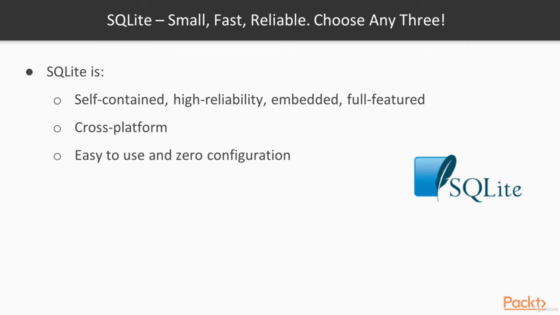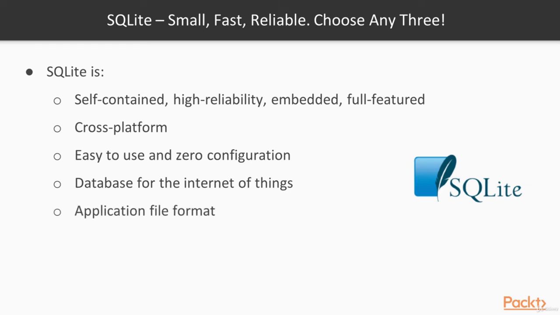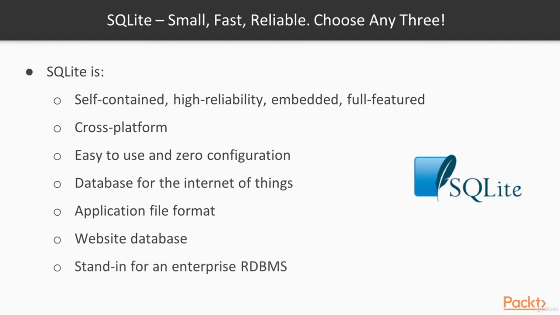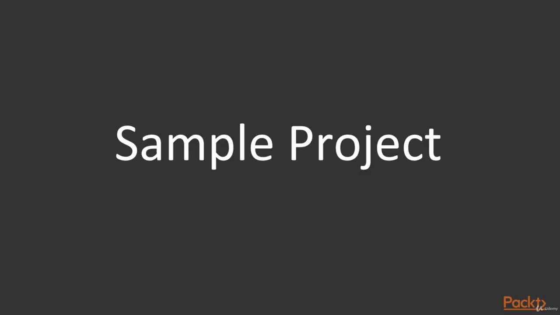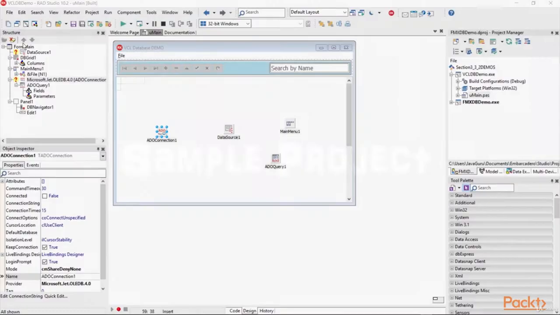And because it requires no configuration and stores information in ordinary files, you can use SQLite for Internet of Things development and as an application file format. You can use SQLite for website databases and as a stand-in for an enterprise RDBMS. So, time for the sample projects.